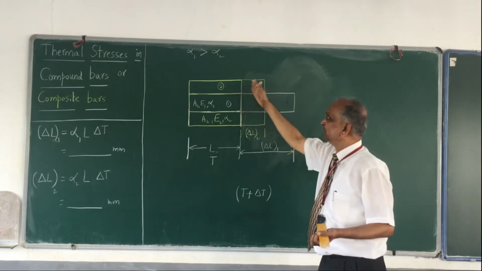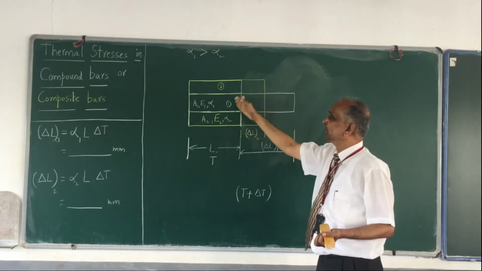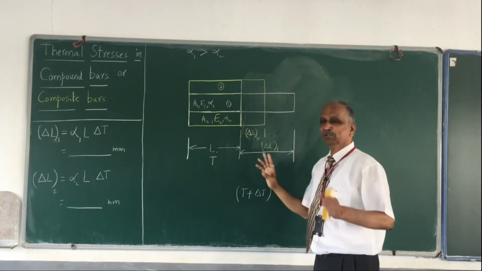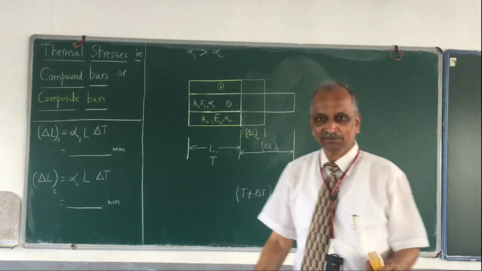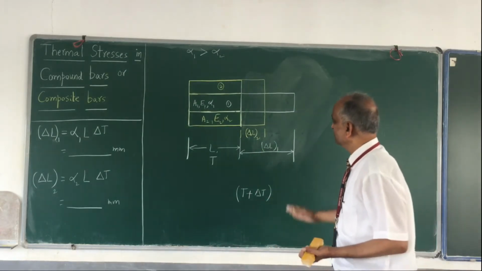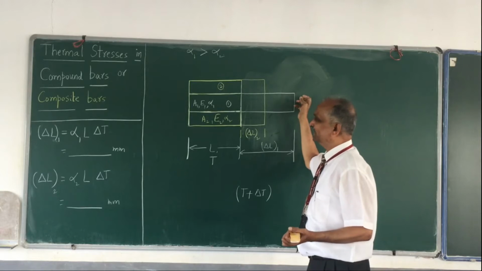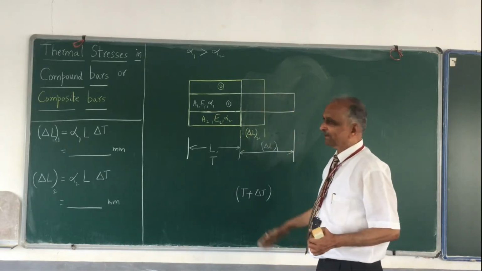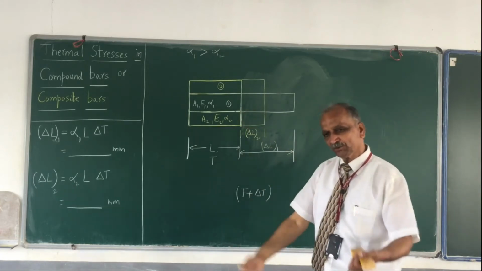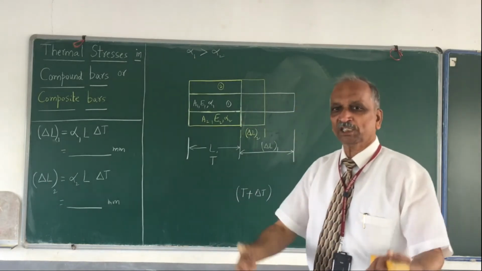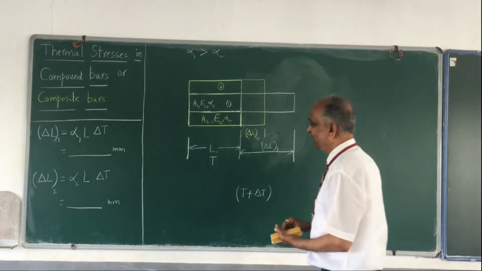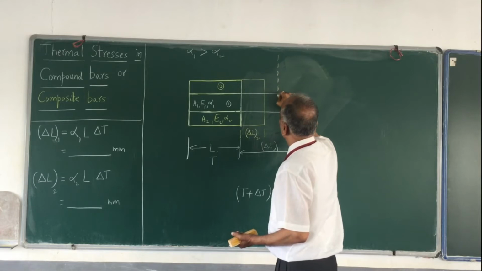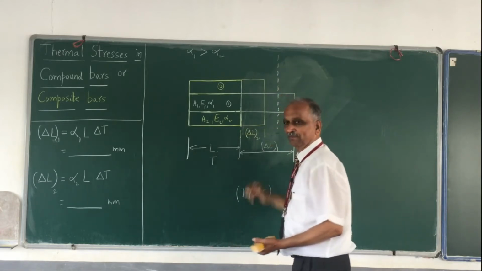Okay, material 2 says I can go only up to here, material 1 says I go up to here, and they have a discussion and reach a compromise. What is that compromise? The inside one says, I am ready to compromise and I shall reduce my expansion. And material 2 says, I am also ready to undergo a little more expansion, and they shall have a compromise, say somewhere here.